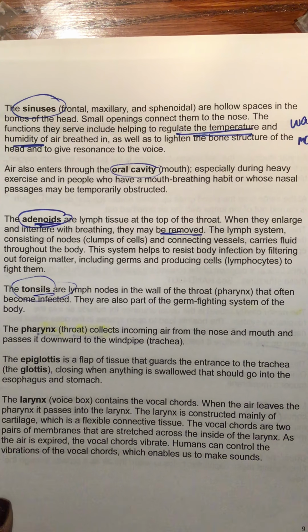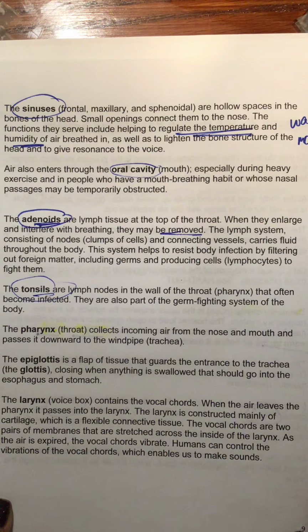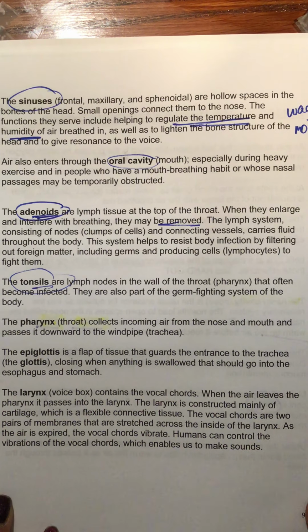The tonsils are lymph nodes in the wall of the throat, and they're usually on the sides of the throat there, and they can become infected. And they're also part of the germ-fighting system of the body, part of your immune system.